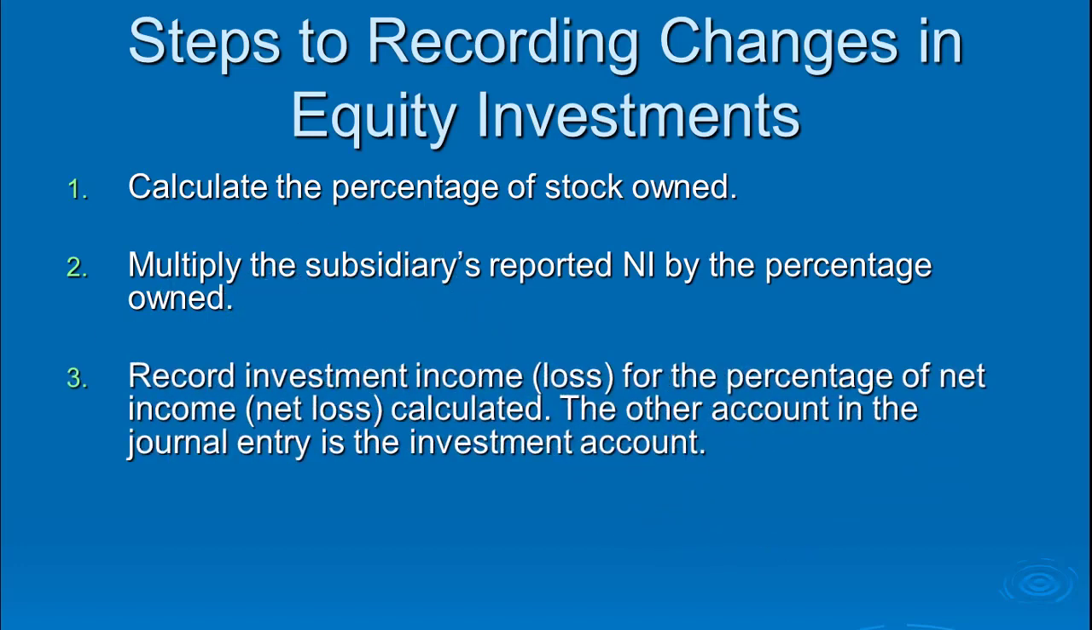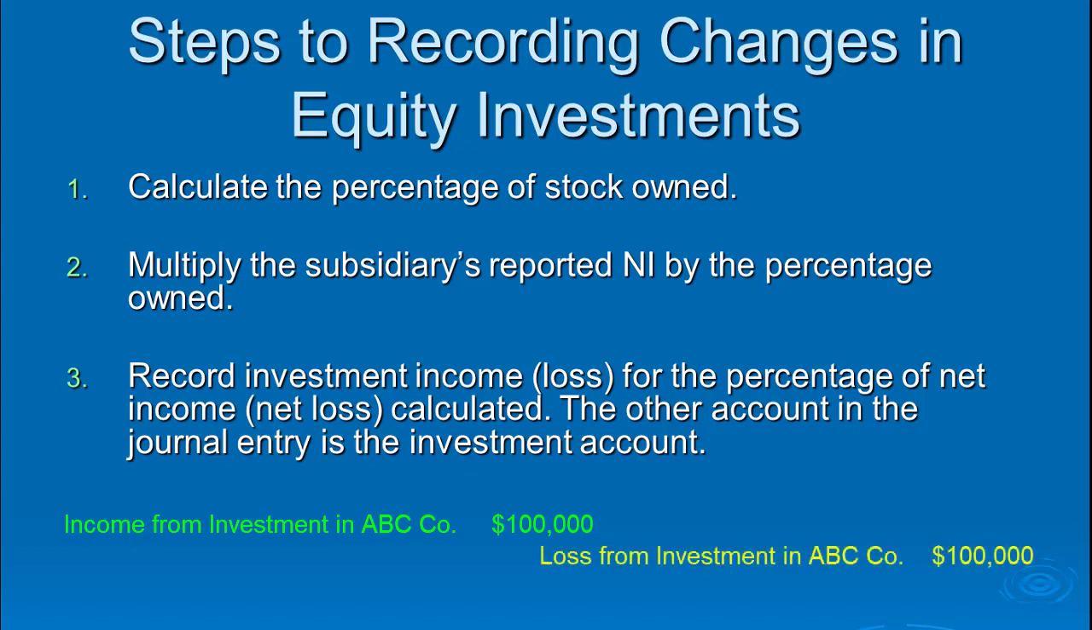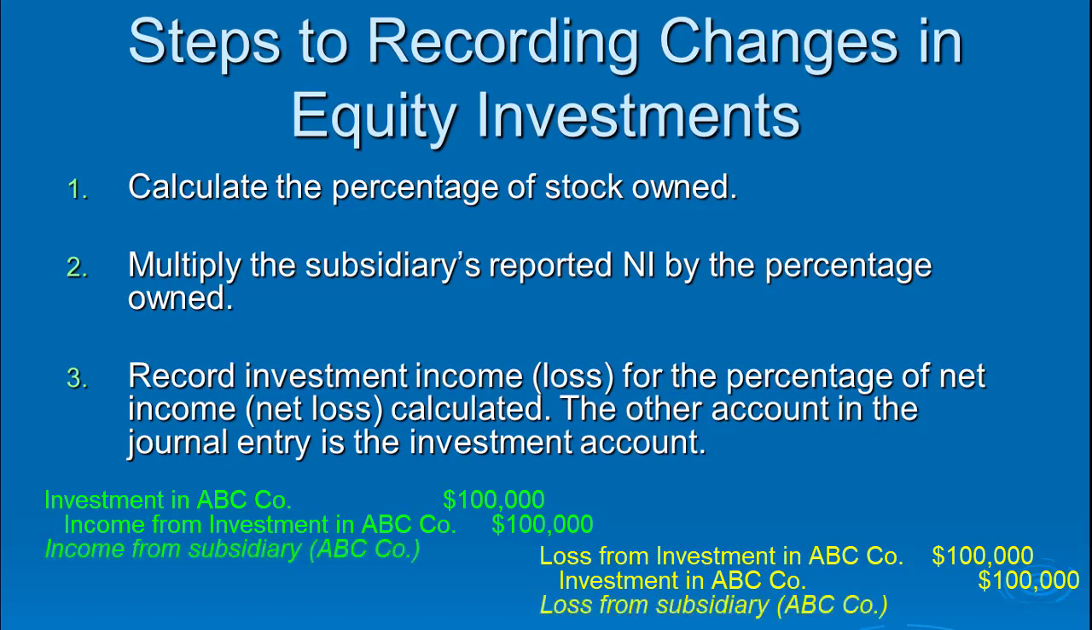Number three, we write a journal entry. We're going to record investment income for the period if they've got a profit. We're going to record a loss if they have a loss. And then the other account in our journal entry will be the investment account. So we're recording profit and loss with them on our income statement, and our asset account, our investment in the subsidiary, is bouncing around as well. So those are the two parts to these journal entries.